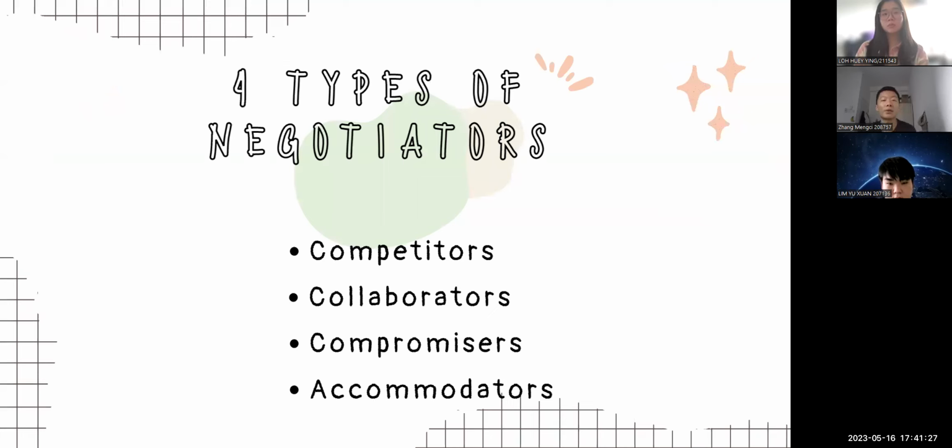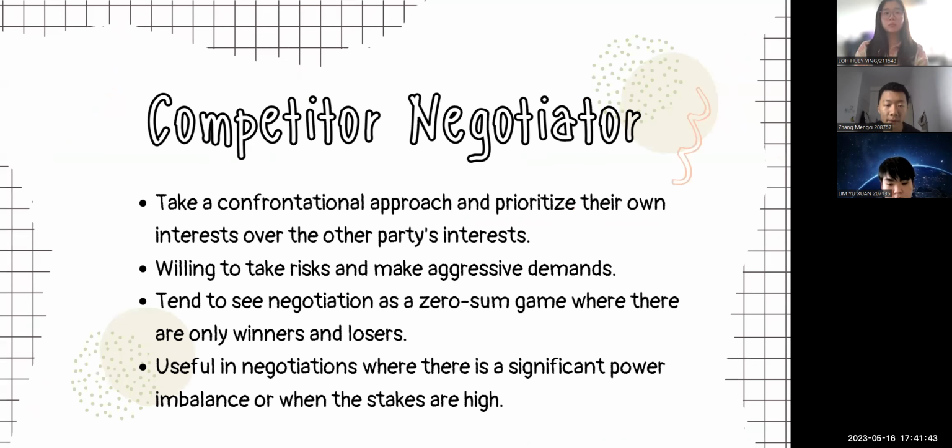Okay, next I will introduce the 4 types of negotiators, which are competitors, collaborators, compromisers, and accommodators. The first one is the competitor negotiator.